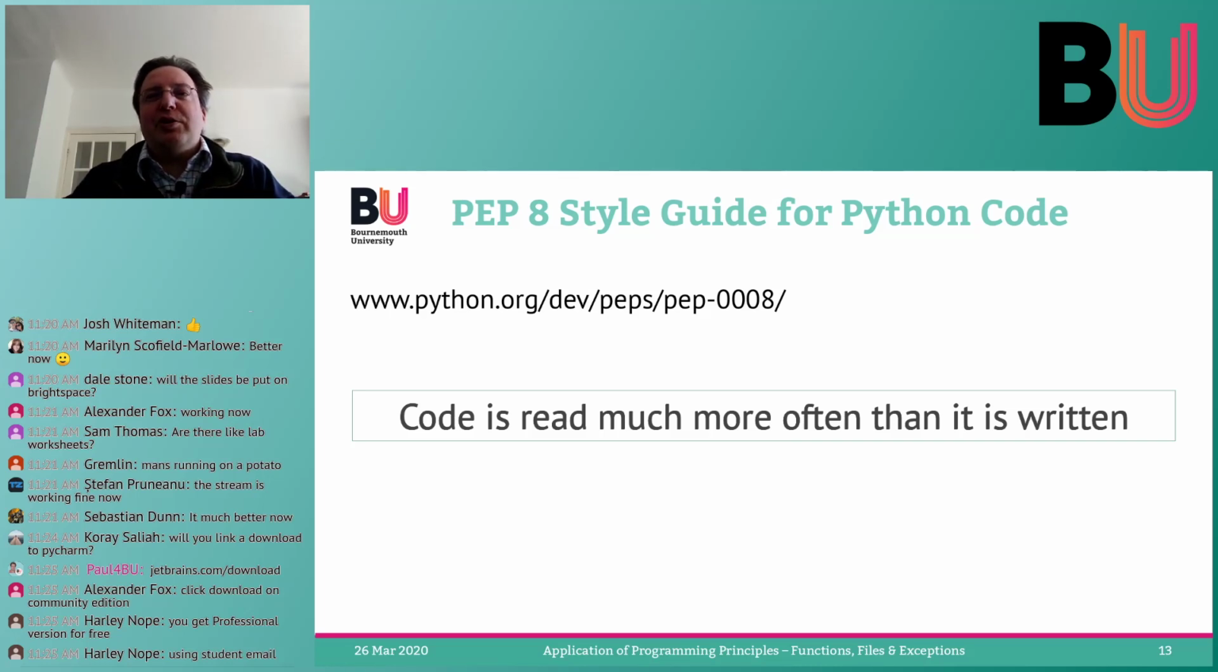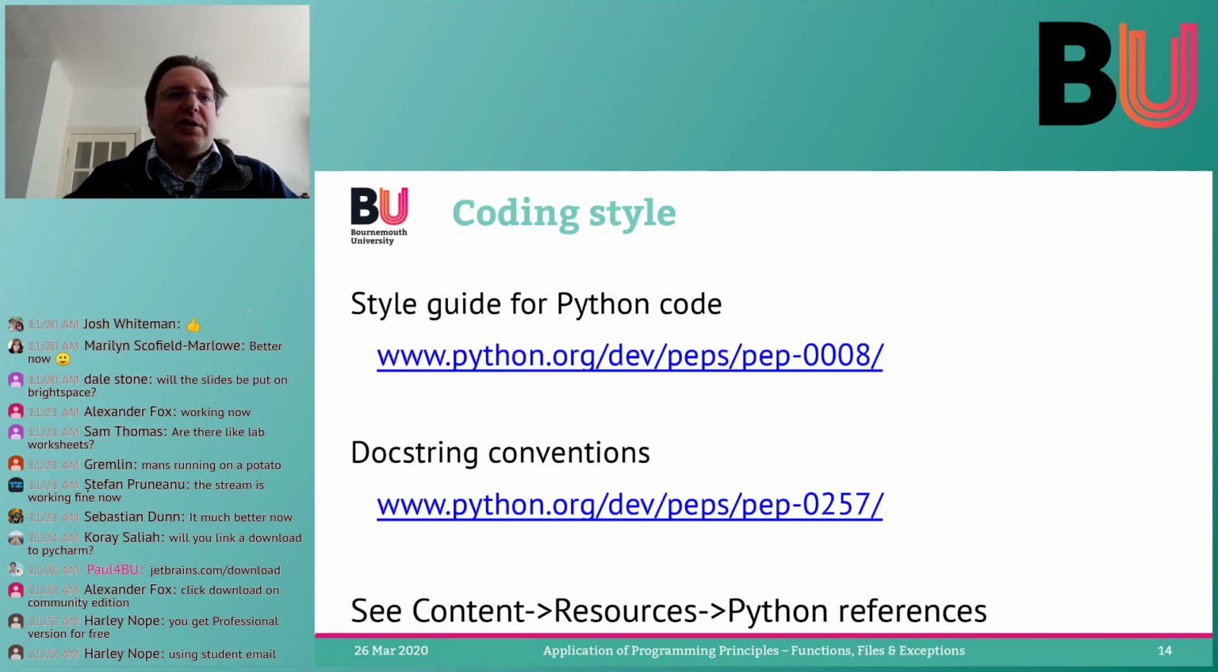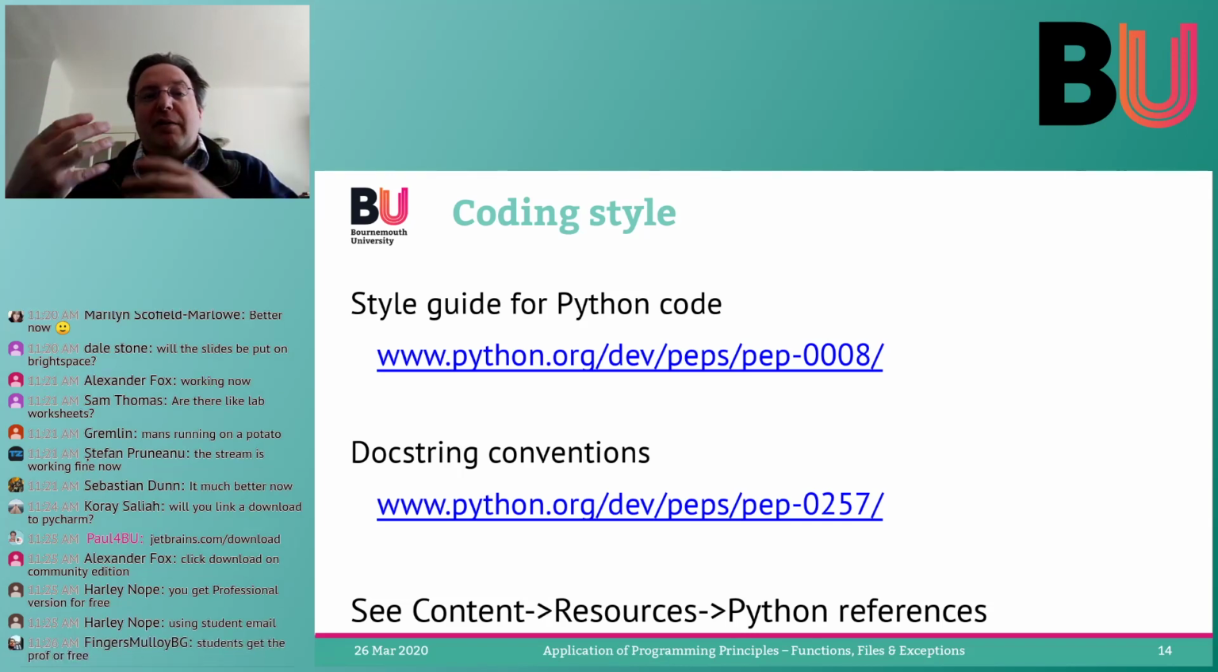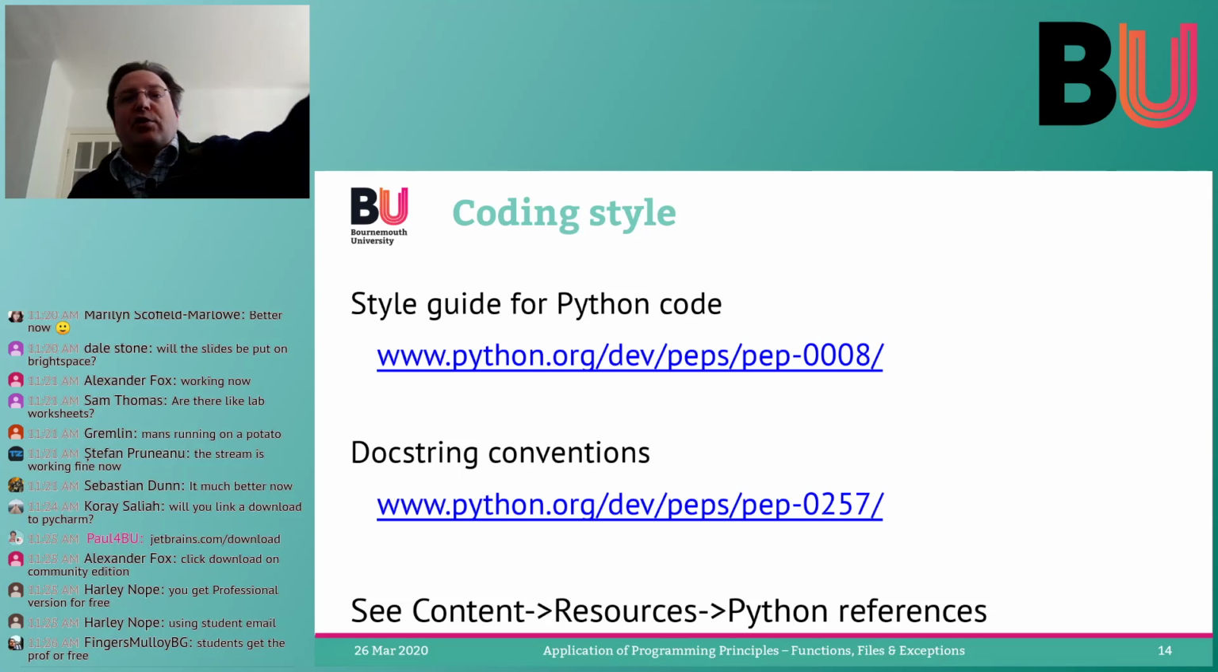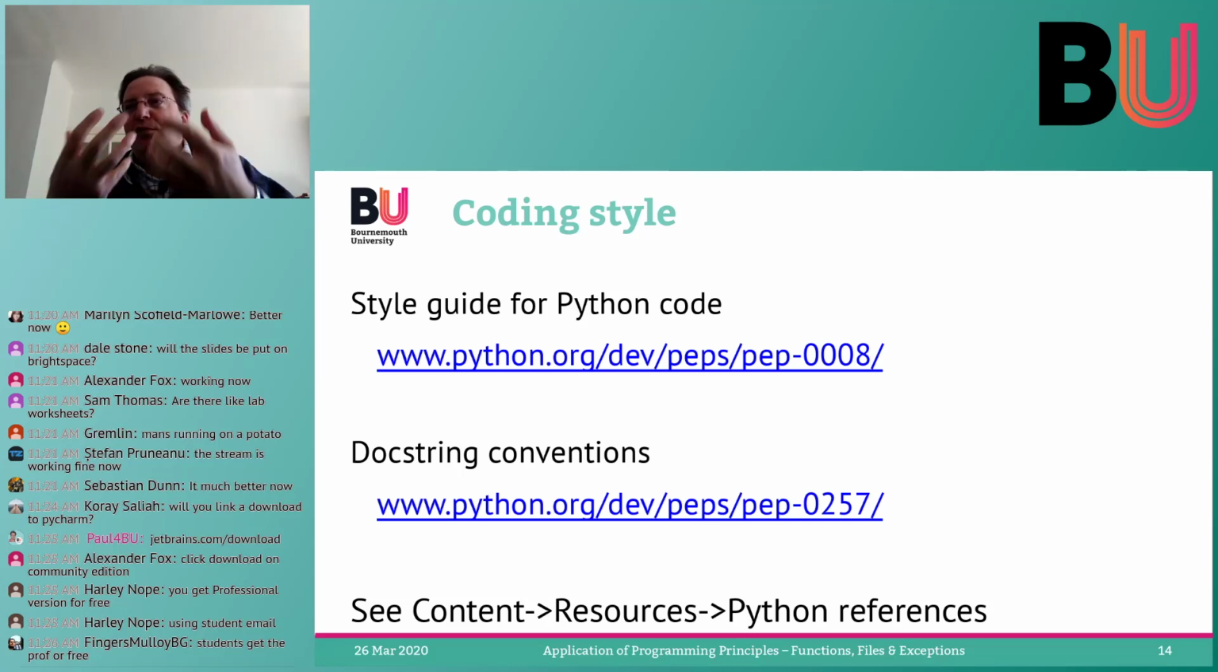The style guide is basically Python Enhancement Proposal number 8, and you can have a look at it from the unit directory from Brightspace, hopefully. And there's also the idea about docstrings. That's basically built-in documentation. If you use Python and want to know how to use a function or class or whatever correctly, you can actually ask for the documentation. It's quite cool.